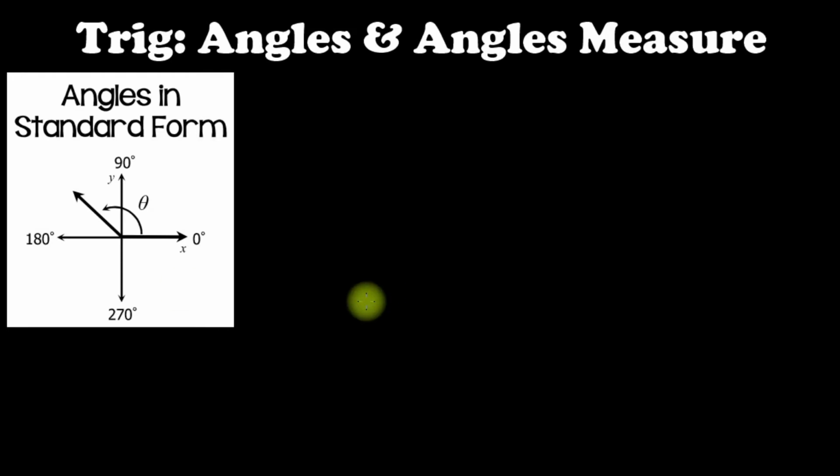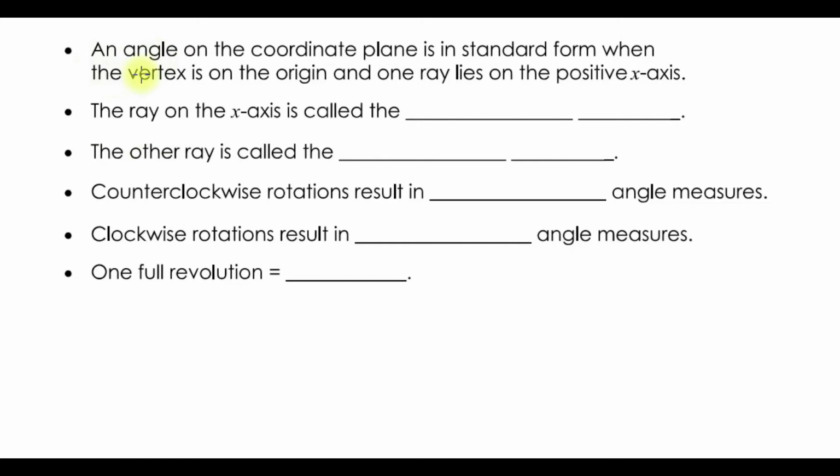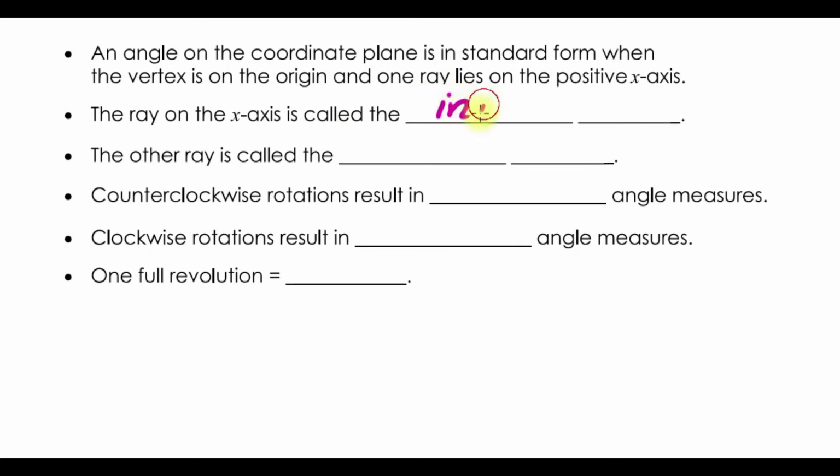Okay, so the first thing here is I am going to show you how to sketch an angle with the given measure in standard position. An angle on the coordinate plane is in standard form when the vertex is on the origin and one ray lies on the positive x-axis. The ray on the x-axis is called the initial side. The other ray is called the terminal side.